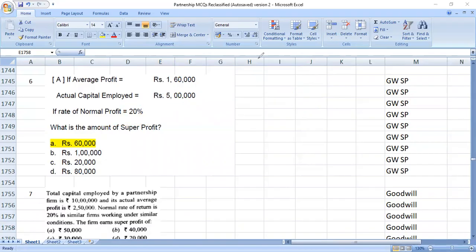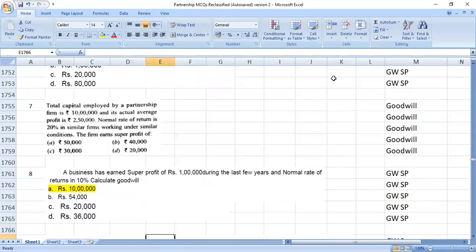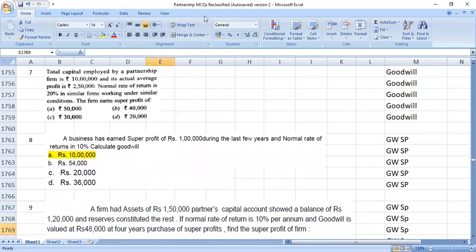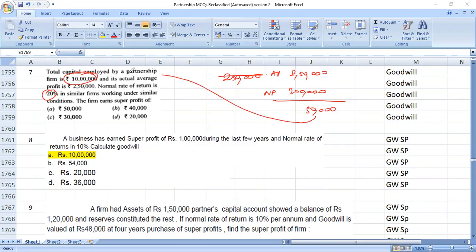Understood, children? Moving forward, total capital employed by a partnership firm is 10 lakh. Actual average profit is 2,50,000. Same question, my dear children. 2,50,000 is the actual profit. You need normal profit. Normal profit is 10 lakh into 20%. That will be 2 lakh. So 50,000 is the super profit.